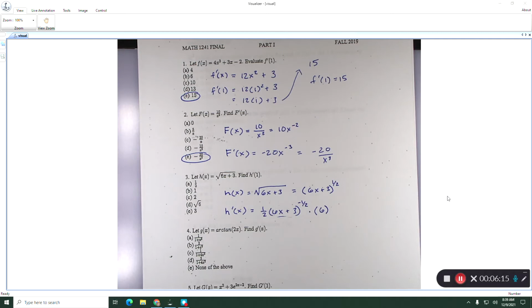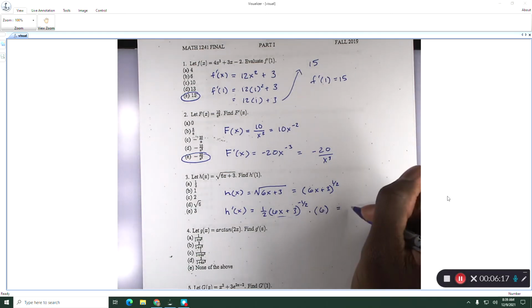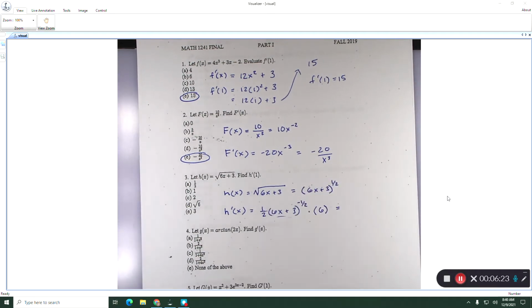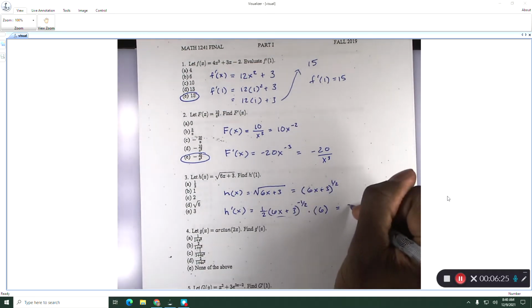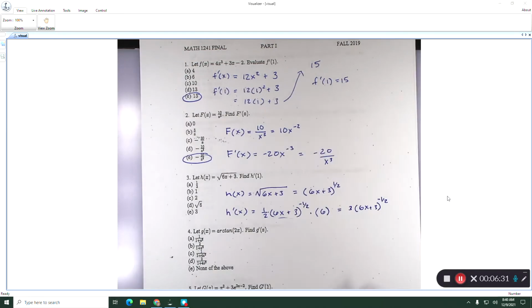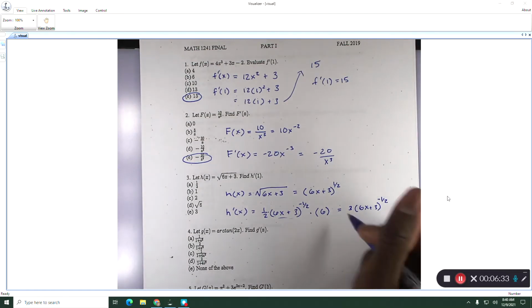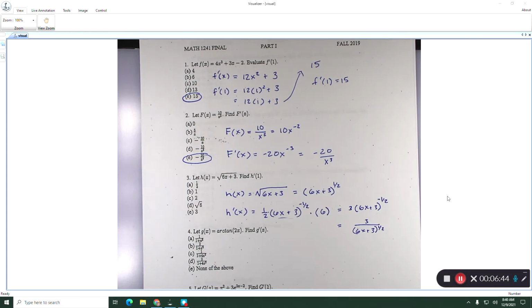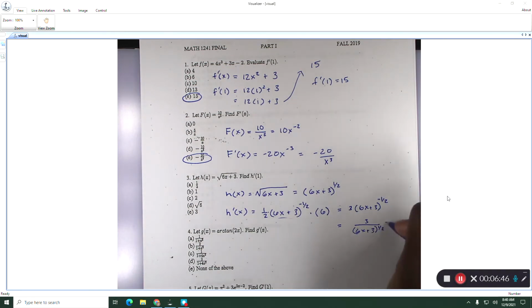Okay. Let's just clean it up now. I can multiply the 6 times the 1/2. Multiplication is commutative. I get 3 times (6x plus 3) to the negative 1/2. That negative is very important. I'm going to rewrite that as 3 over (6x plus 3) to the positive 1/2. And then finally, I can write that as 3 over the square root of 6x plus 3.